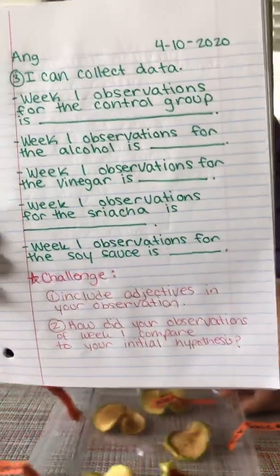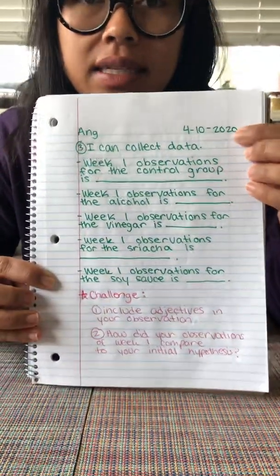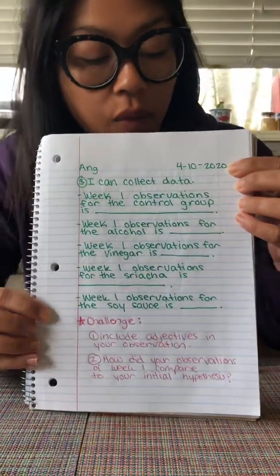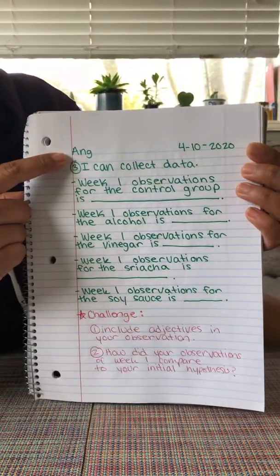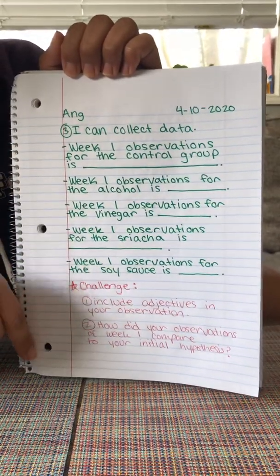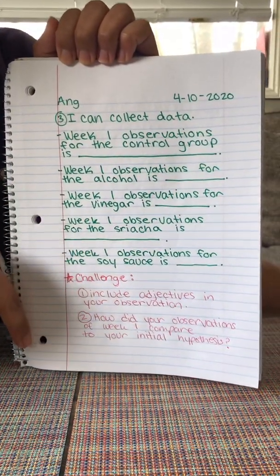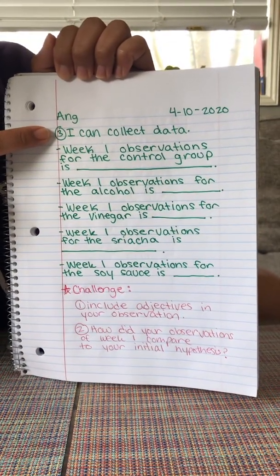Just a reminder that your science notebook should include your date, to keep a record of when you are collecting your data, and your name at the top left in case your loose leaf paper gets misplaced or your sheet falls out and rips out of your spiral notebook or your scientific notebook. And today's learning target is I can collect data.